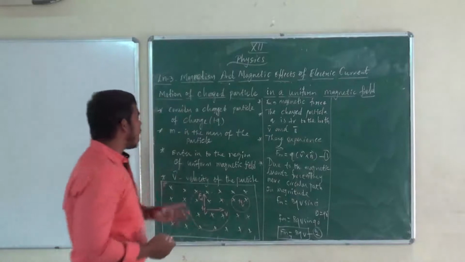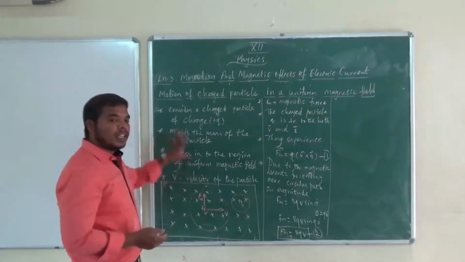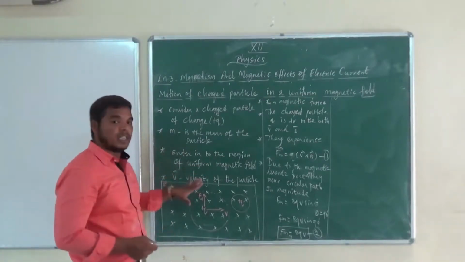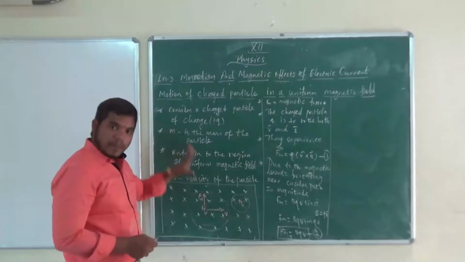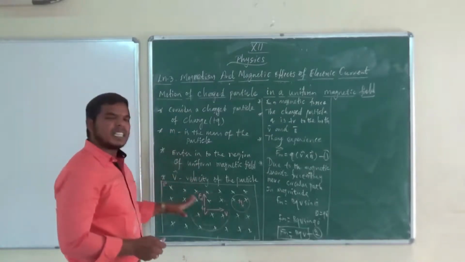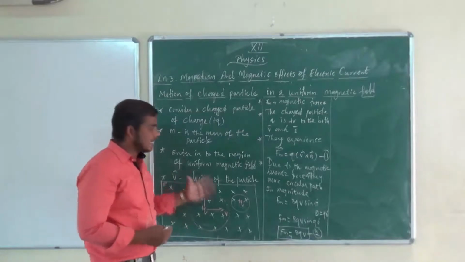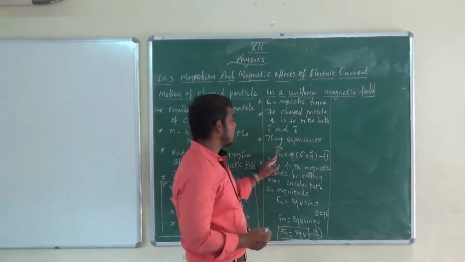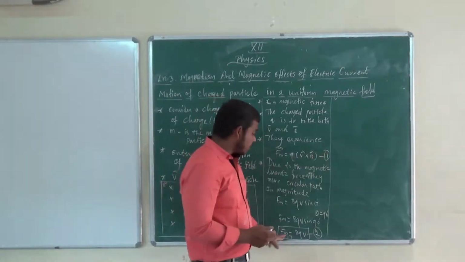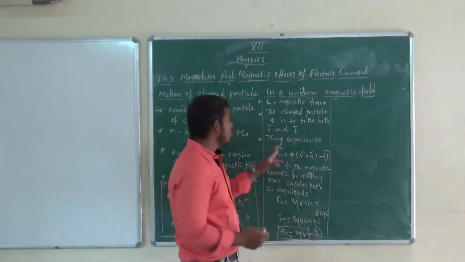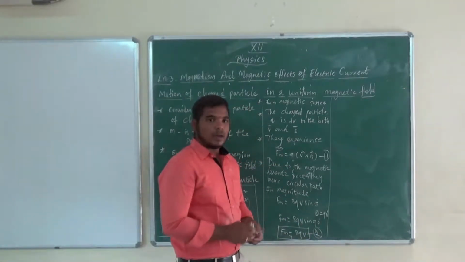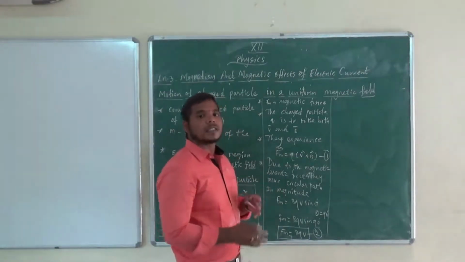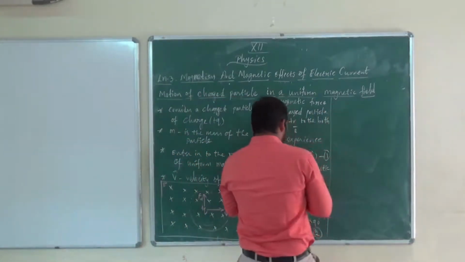When the charged particle enters the uniform magnetic field perpendicular to the velocity, it experiences the magnetic Lorentz force. Due to the magnetic Lorentz force, the particle executes a circular path. The magnitude form is equation 2 and the vector form is equation 1. Due to the Lorentz force in the circular path, it experiences centripetal force. What is that? Centripetal force.